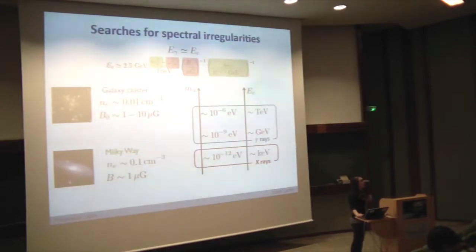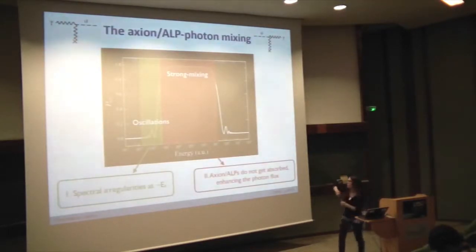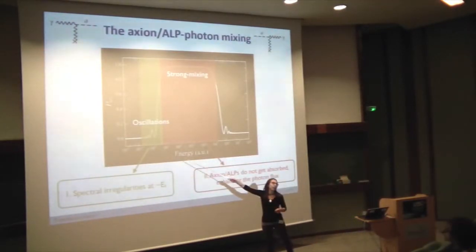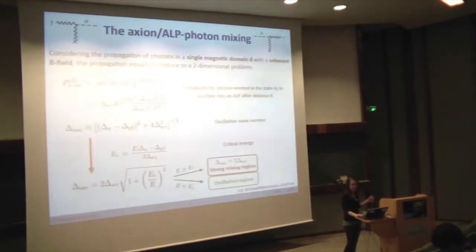Sorry to interrupt. So what's the critical energy? So the critical energy is just a parameter that allows you to discriminate those two regimes. So above the critical energy, the probability of conversion is not dependent anymore on energy. Is this a reference region, like plasma mass equal to the?